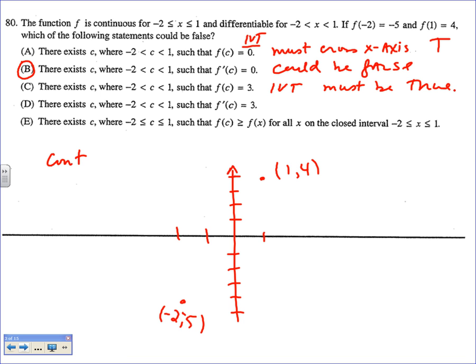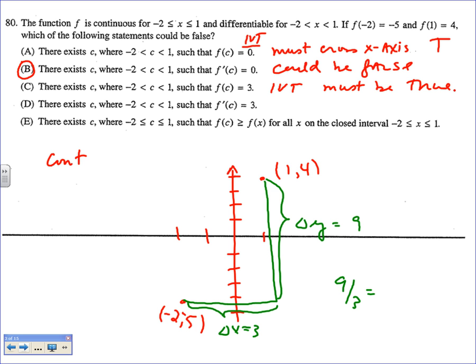Well, if you take a look at what I've got drawn here, it seems to me that this change in x, this delta x, is equal to 3, and this change here, this vertical distance, this change in y is 9 units, and 9 over 3 equals 3. So somewhere in there, if it's a line, it's got to have a slope of 3. And if it's in fact any kind of curve, somewhere it'll pick up 3 as a derivative. That's the mean value theorem, and that must be true.